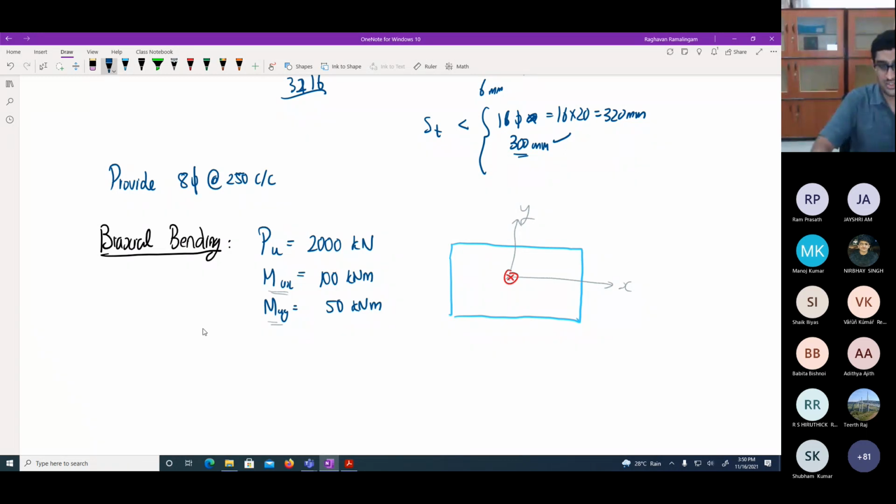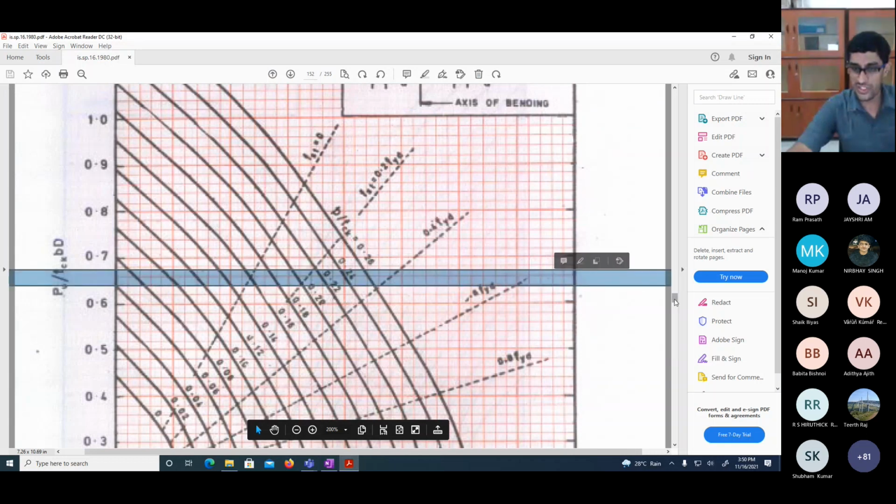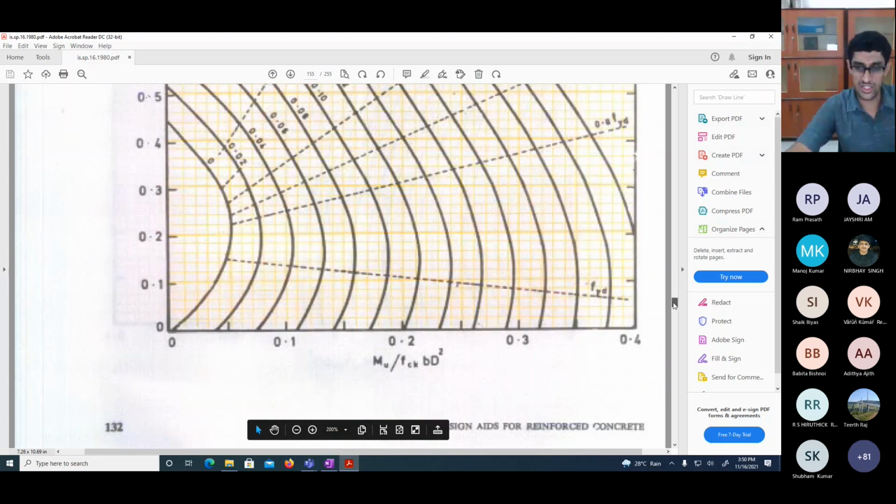So for this problem again, I'll probably use the same dimensions. I'll take 300 by 600 again. Also, this time I'll increase the grades. I'll make it maybe M30 and maybe 500, because I have more load and more moments. So these are the grades I'm choosing. This procedure has a little bit of extra steps. If you have biaxial bending, a little bit of extra steps are there. So I'll go to a biaxial bending chart first.